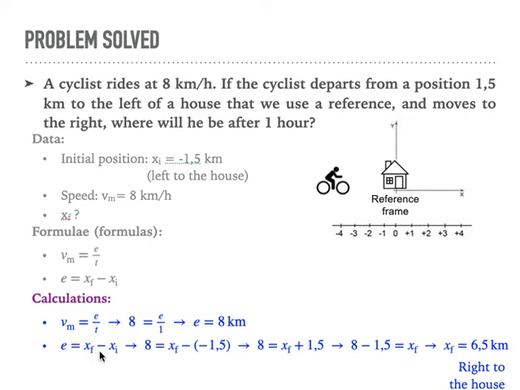And then I have this other formula. E is equal to the final position minus the initial position. And I have the space, the distance traveled, that is 8 kilometers. And I don't know the final position, but that's the one I want to know. And then minus the initial one, and I have said that is minus 1.5. So minus minus is going to turn to a plus sign, and if I move it to the other side, it's going to go with a minus. So xf is 6.5 kilometers right of the house.